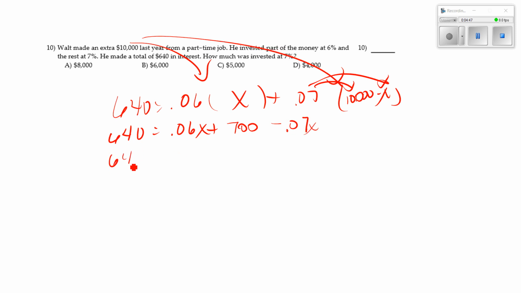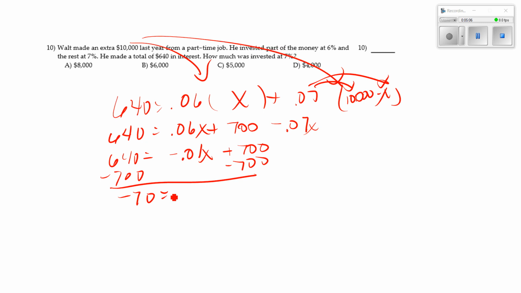I get 640 equals, if I put these two together, negative 0.01x plus 700. Minus 700 gives me negative 70 equals negative 0.01x. Divide by negative 0.01. Let's see here. I'm going to grab a calculator. Negative 70 divided by negative 0.01. Whoops, I divided by 0.02. I get 7,000. So x is 7,000.